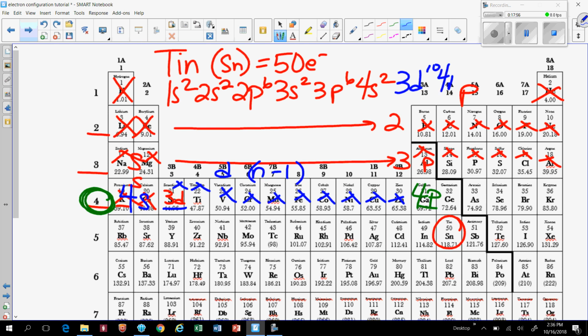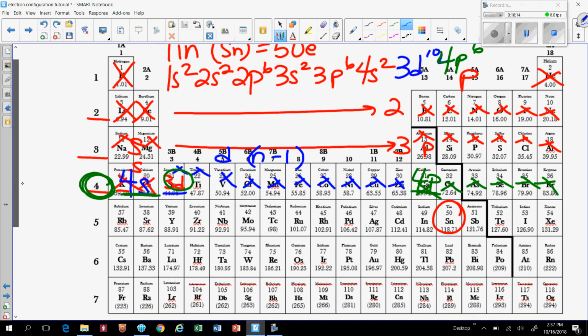So if we notice here, when we went from 3d, we went back up to 4p. It went from 4s to 3d to 4p. We've got to mark out all these elements, 1, 2, 3, 4, 5, 6, 4p6. Still not to 10, but almost.